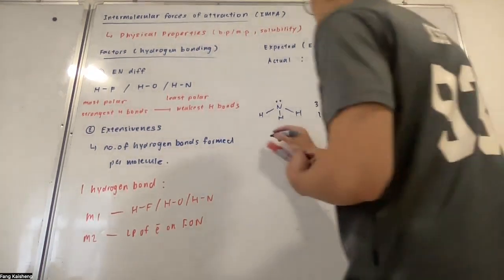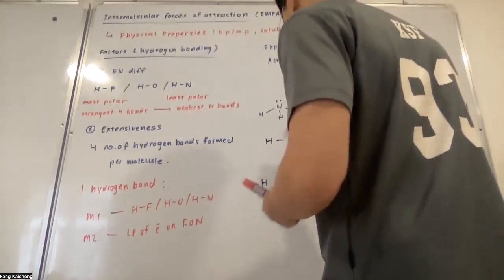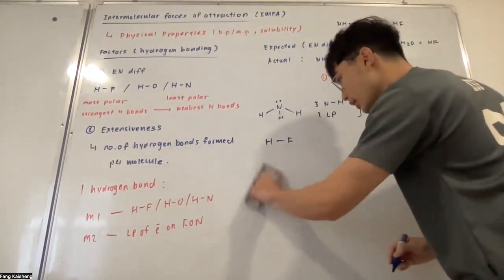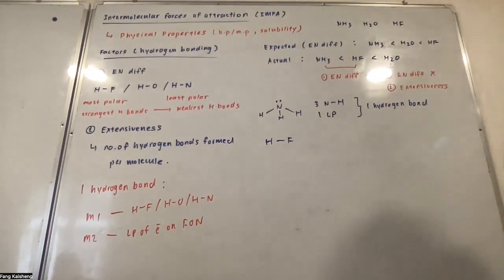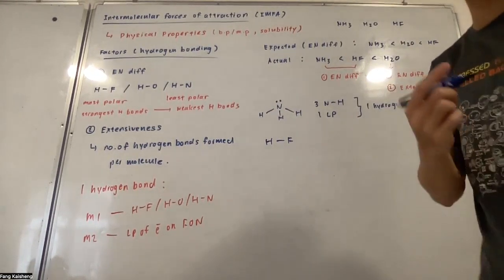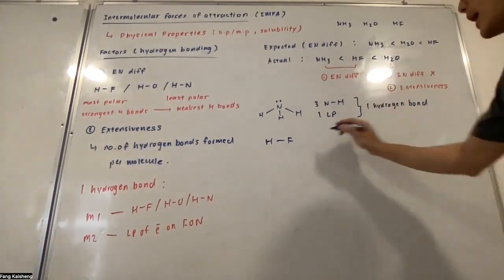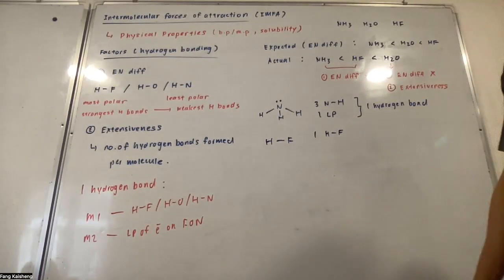You can do the same thing for HF and water as well. Okay, so let's draw all the structures. Repeat the same thing. Okay, HF. Guys, for HF, how many of criteria 1 are there? Okay, very clearly, I only have 1 HF bond, right? How many lone pairs are there on F?